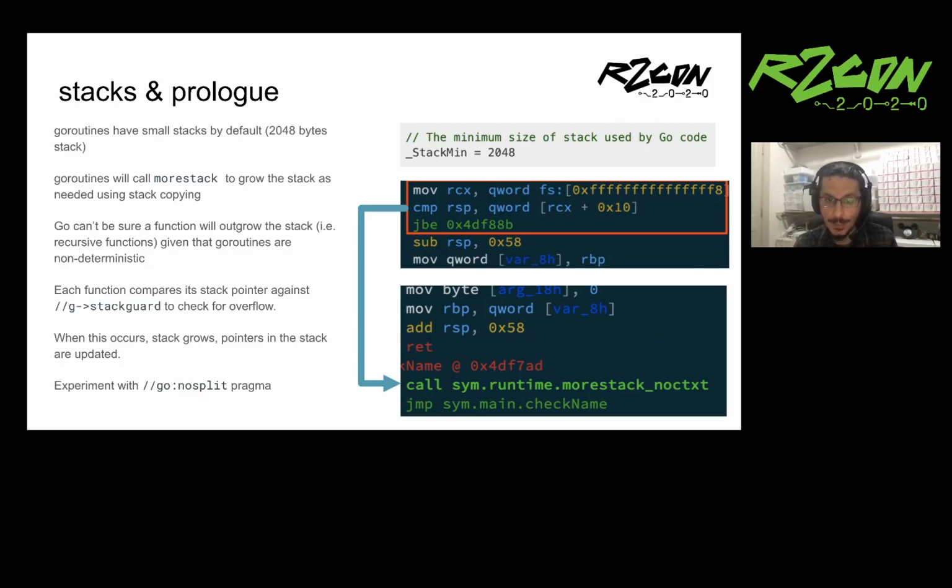Or for Go binaries, you can identify this particular prologue. If you want to experiment and play with how Go handles the stack, you can write some Go code and prefix your functions with this pragma, go:nosplit, and you will basically tell the Go runtime to not do stack splitting. So it's a pretty interesting way that Go handles stacks, and that enforces protections against stack overflow as well.